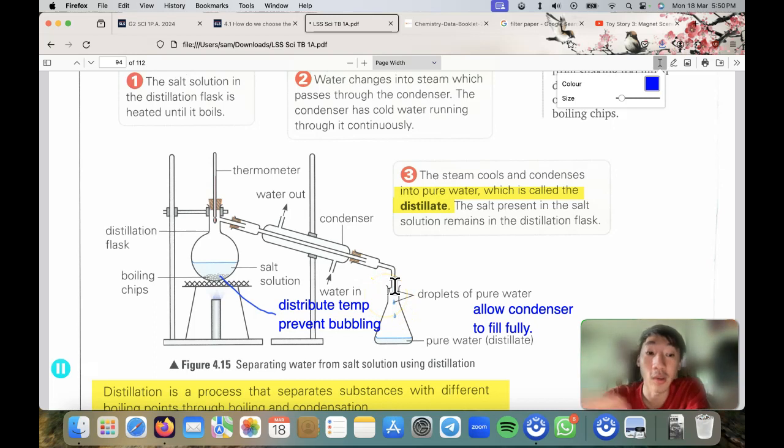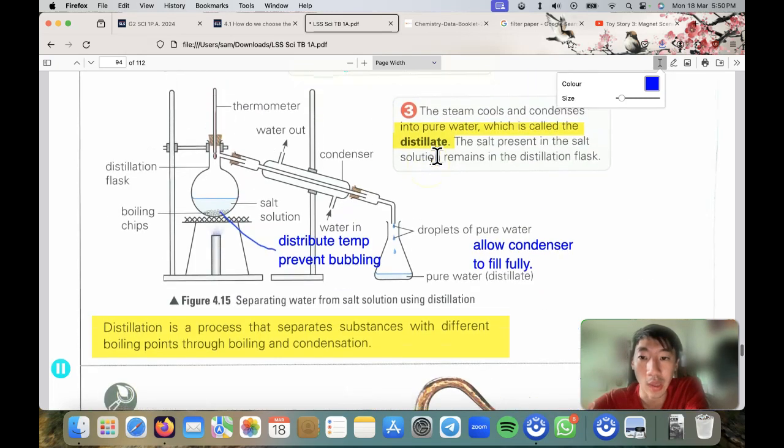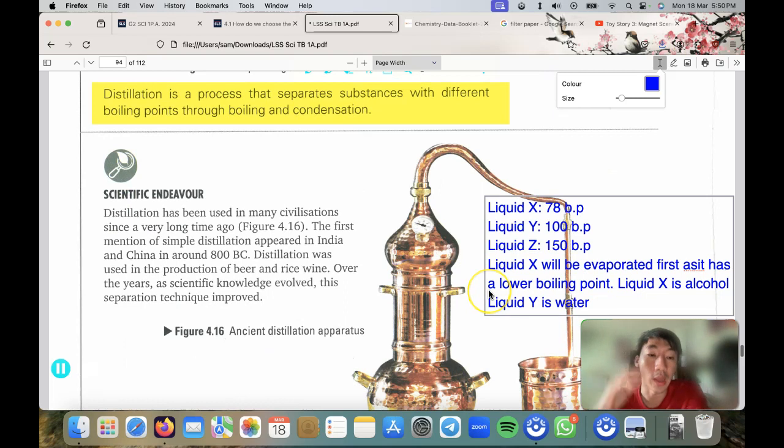Okay, now the temperature continues to increase, goes until 100 degrees Celsius. Then liquid Y, which is our water, will then start to boil, and then it will start to turn into a gas. It will be instant, right? Go up, then through the condenser, then you can collect it inside the second flask. You then remove the second flask, you put a third flask, then now you let the temperature increase even more. You let it increase until 150.